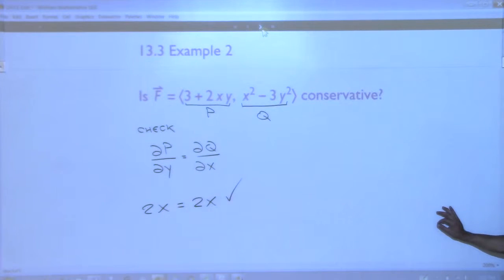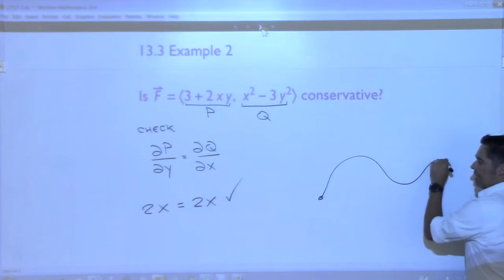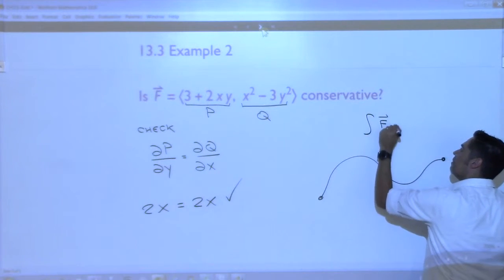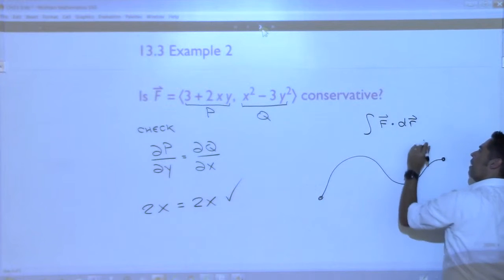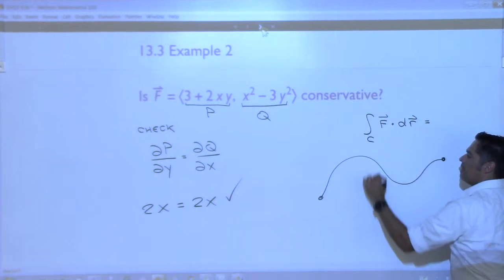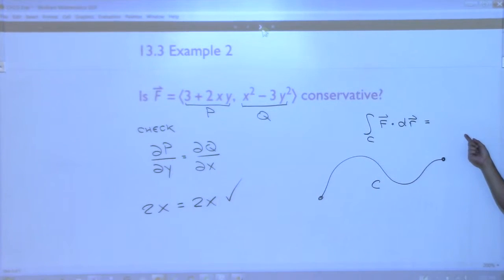So if you give me any curve, and you want me to calculate this, then we can do it, right? If you give me a curve on that vector field, I can calculate this with the fundamental theorem of line integrals. But how would you do that calculation? How would you use the fundamental theorem?